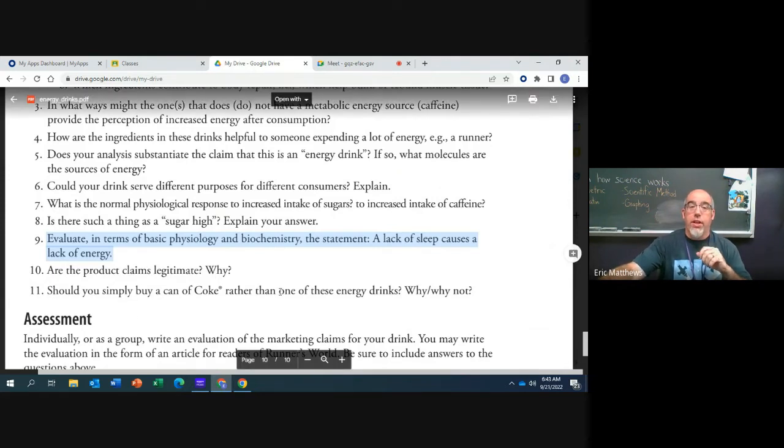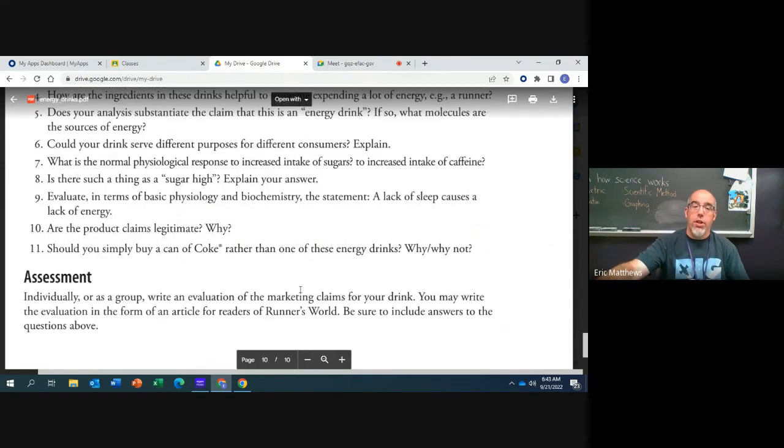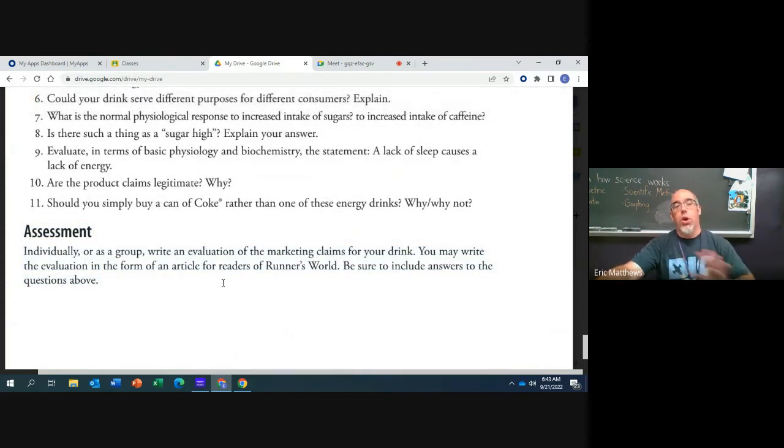Number 11. Simple question. Should you buy a can of soda rather than one of those energy drinks? Look up something like Coke or Pepsi or whatever. Compare what's in it, compare what you find, and determine yes or no, why or why not. Do not worry about the assessment. You do not need to do this one. So hopefully that clears it up.